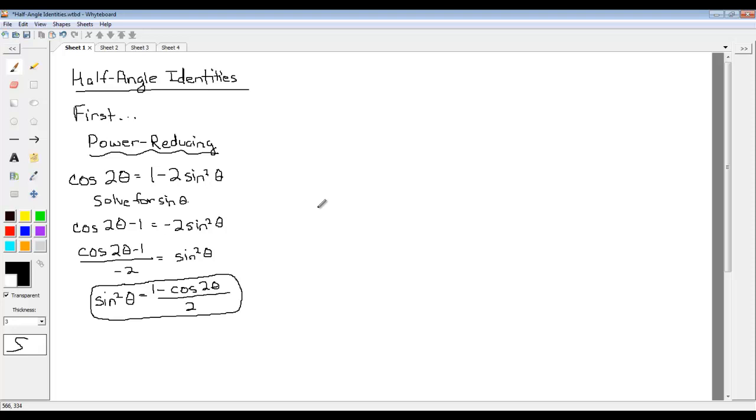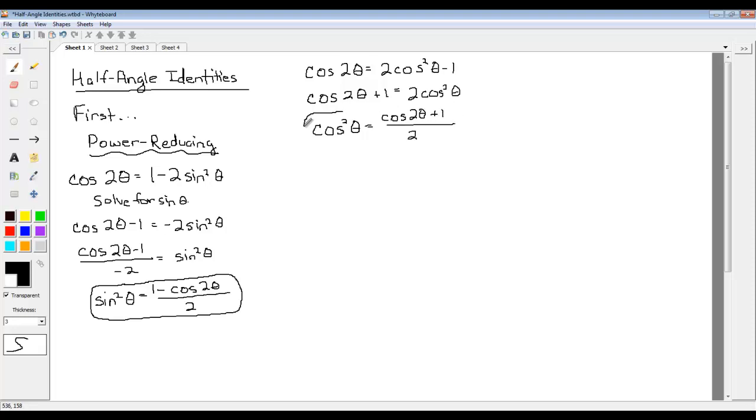Now there's a couple other ones that we can do too. Just like we have one for sine squared theta, we can do one for cosine squared theta. We could start with the fact that cosine 2 theta equals 2 cosine squared theta minus 1. We could follow the same procedure and solve for cosine squared theta. So add 1 to both sides. We have cosine 2 theta plus 1 equals 2 cosine squared theta. And then divide by 2 on both sides, we end up with cosine squared theta equals cosine 2 theta plus 1 all over 2. And that's another one of the power-reducing formulas.